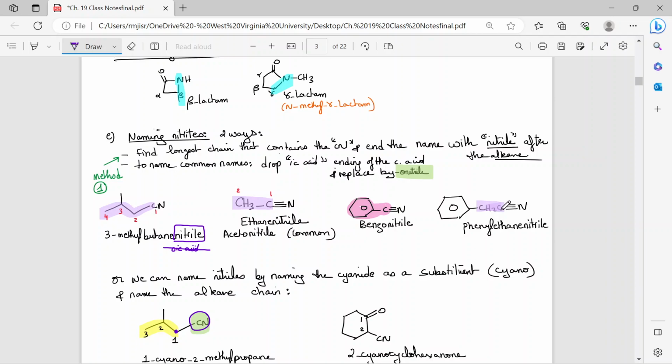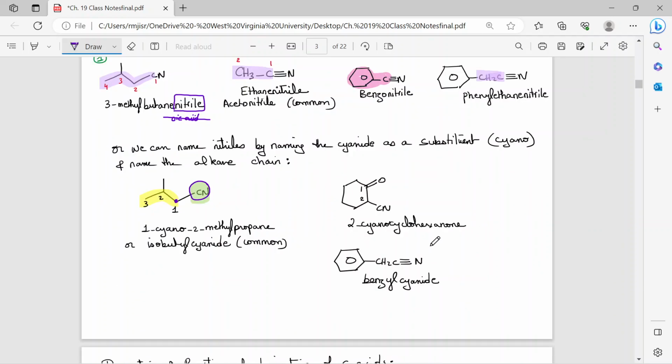Over here, this is going to be phenyl. It's an ethane. Instead of being ethanoic acid. So instead of being phenyl ethanoic acid, you drop the oic acid out, and then it's going to be phenyl ethane nitrile. When you have a cycle, then it's easy to name the CN as a substituent, and the substituent is going to be a cyano. There's a big difference between a benzonitrile and a benzyl cyanide.